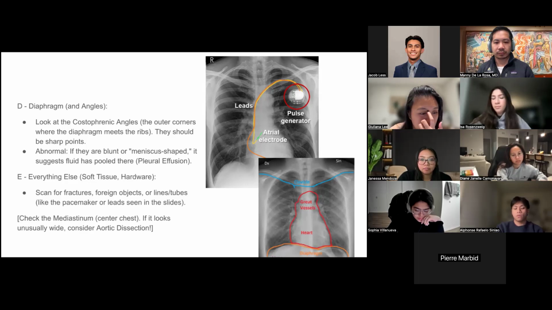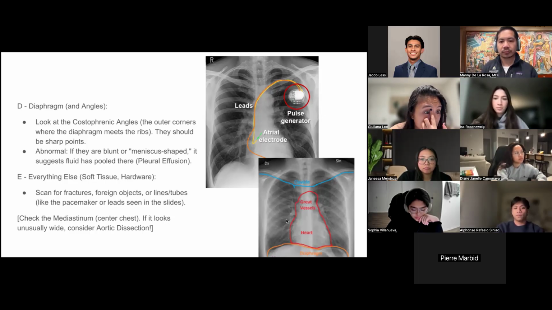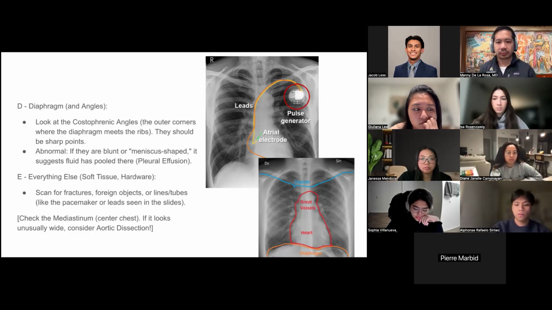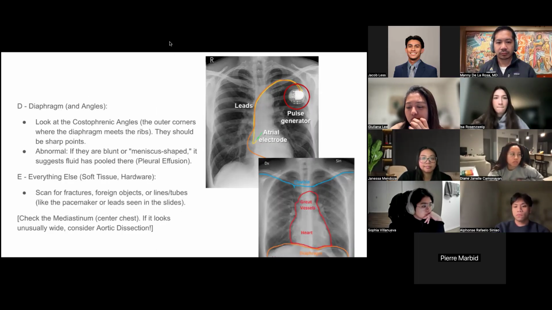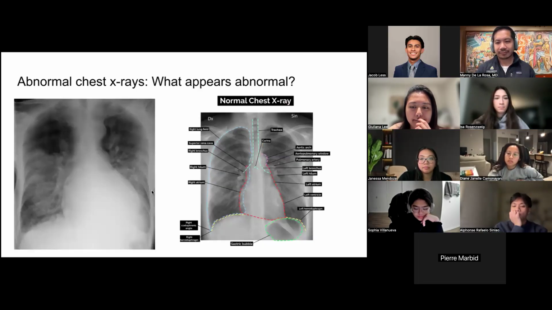And then finally, you should always check the mediastinum, which is the center of the chest. If it looks unusually wide, that could be one of the first signs of aortic dissection, which we'll get into. Before I move on to the next abnormal stuff, we just want to pause for any questions or any other teaching points anyone wants to add. All right. So the next time you're quizzed on your rotation, how you're approaching this, start with A, B, C, D, E and try and fill it in.